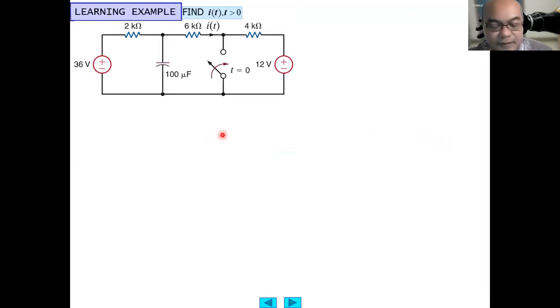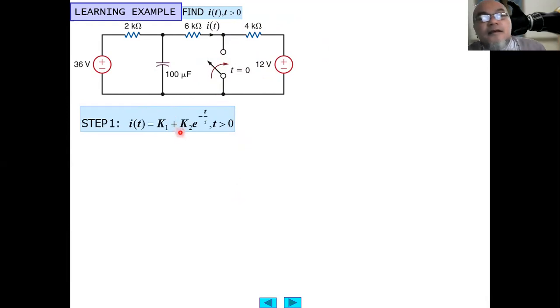Let's give some example here. Find the current i(t) when t is larger than 0. The circuit is like this. Initially, before t equals 0, the switch is off like this. When we look at this circuit, the capacitance is being charged. When this switch is turned on, this is connected and short circuited, so all the current will flow through here.